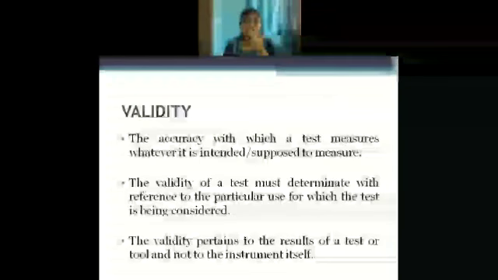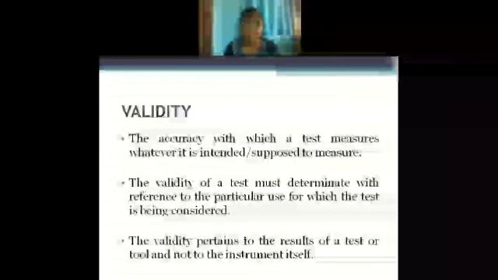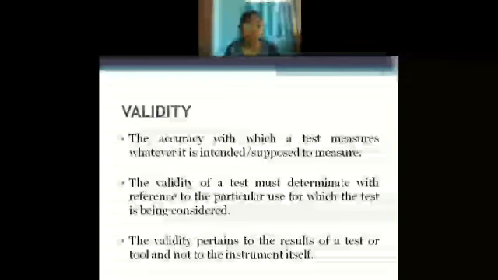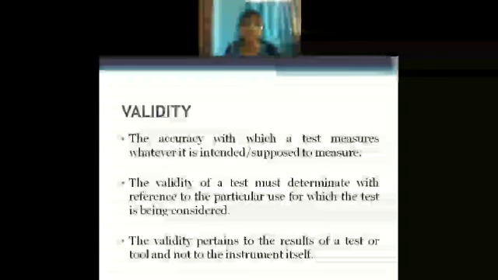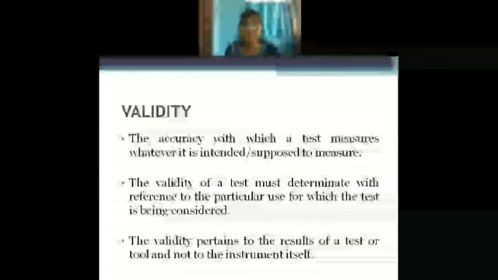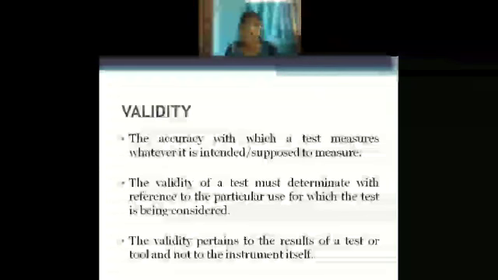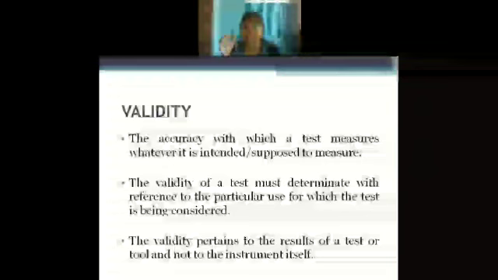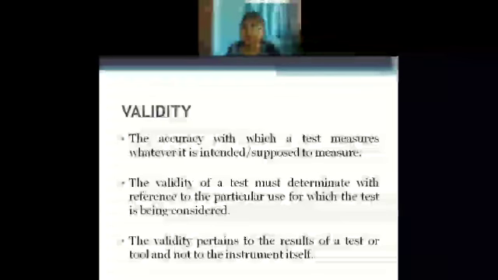Next, I have been speaking about validity from the beginning of my class. So now let's see what actually is validity. Validity is the accuracy with which a test measures what it is intended or supposed to measure. As I have already said, validity is that the test actually measures what it is supposed to measure. Suppose a test is supposed to measure pain and it is measuring something else. That means that test is not valid.